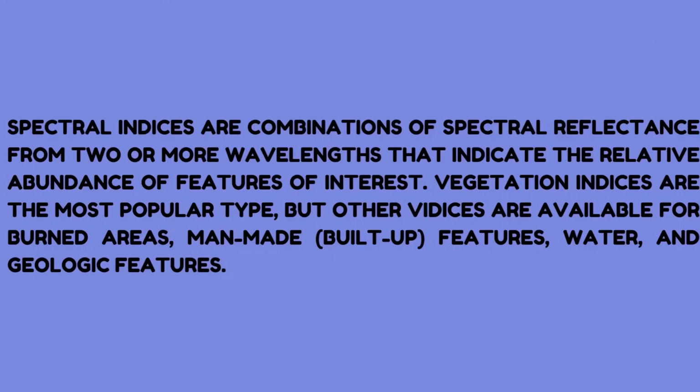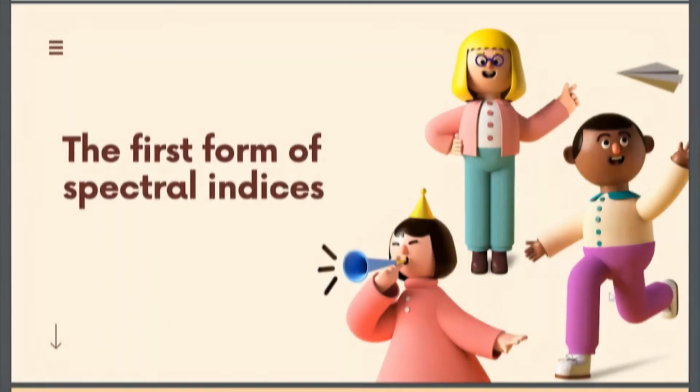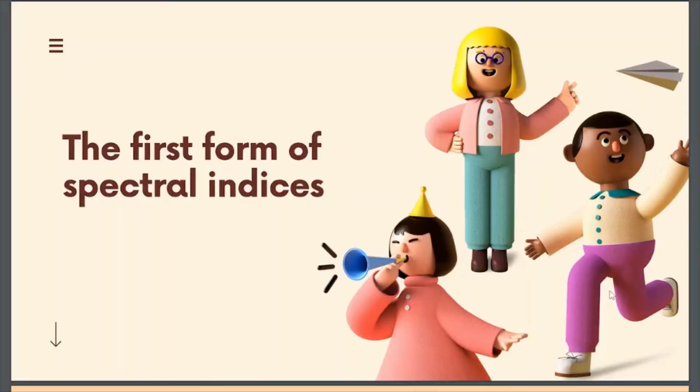Jadi, spectral indices are combinations of spectral reflectance from two or more wavelengths that indicate the relative abundance of features of interest. Vegetation indices are the most popular type, but other indices are available for burned areas, man-made built-up features, water, and geologic features.